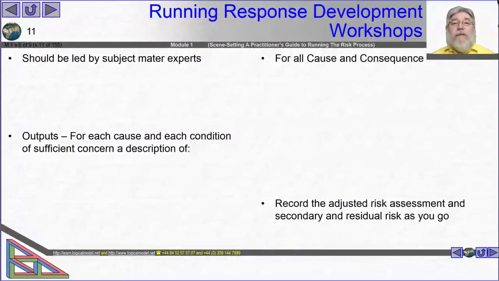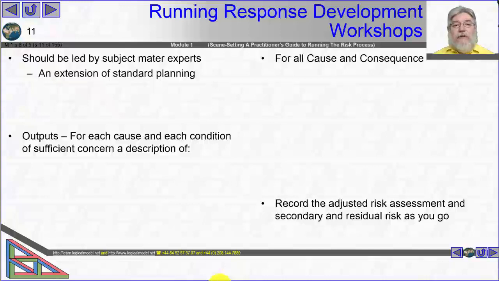Response development workshops need subject matter expertise. You cannot decide what the response to a risk is if you don't understand the risks, causes and consequences from 2 perspectives. One is the perspective of the person who's going to be happy or hurt as a result of the consequences occurring, and the other is the perspective of the person who can do something about it. So this is really just an extension of standard planning, and it needs the same expertise as standard planning.